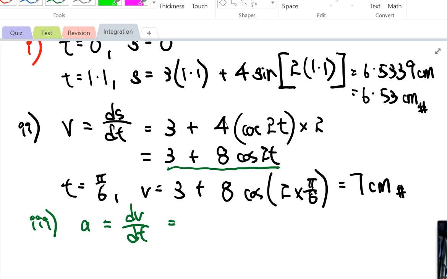Okay, Lai Zisun, how to differentiate velocity? Turn on your mic, Zisun. Velocity, differentiate 3, you get? 0. Nothing. 1. Cosine 2t. 8 cosine. Again, differentiate cosine, I'll get negative sine.